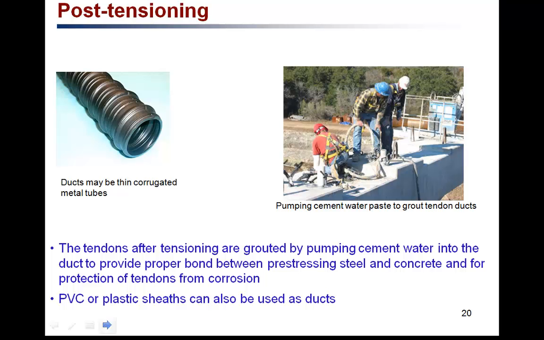And these ducts that are used for post-tensioning look something like this. They are usually thin corrugated metal through which we insert the prestress wires. And after the wire is stressed, these ducts are filled with cement grout. As you can see here, the cement grout is being pumped into the duct. So this has two benefits. One, it will prevent the tendons from getting corroded, and second, it will help to improve the bond between the concrete and the steel as well. And we can also use PVC or plastic sheets instead of these corrugated metal tubes.